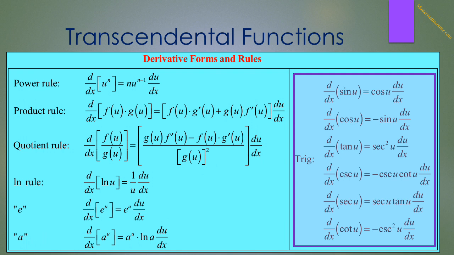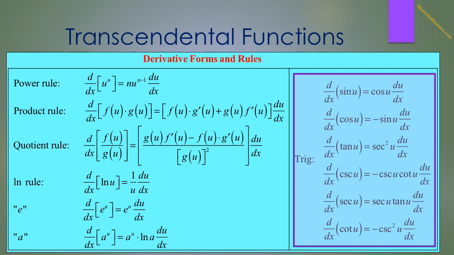Our next rules are the six trig rules. The derivative with respect to x of sine of u is cosine of u du dx. The derivative with respect to x of cosine of u is negative sine u du dx. And the derivative with respect to x of tangent u is secant squared u du dx. The next three are not used as much, but they still must be memorized.